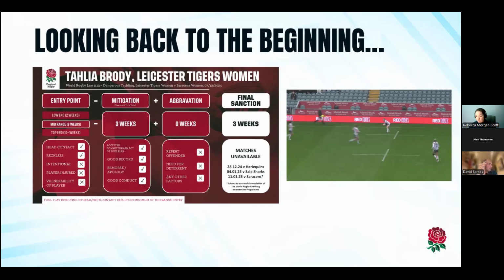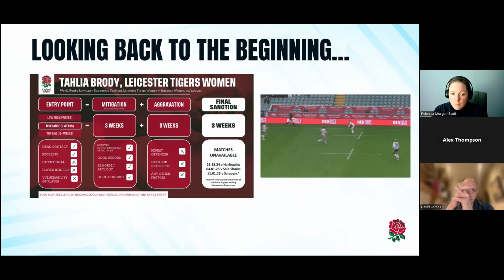So what we've got here is an infographic that we put together. So you can see on the first column there, the entry point is mid-range, which is 6 weeks. That's the mandatory where there is head contact. And you can see that we've ticked the boxes. So it's head contact. It was reckless. It wasn't an intentional action. She got the tackle wrong. There was no injury to the player, and the player wasn't particularly vulnerable in the overall context of the game. So in terms of those factors, obviously there are more, but this is just a summary for the purpose of the infographic. So the entry point there was 6 weeks.